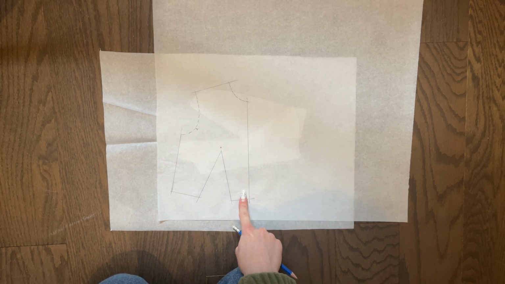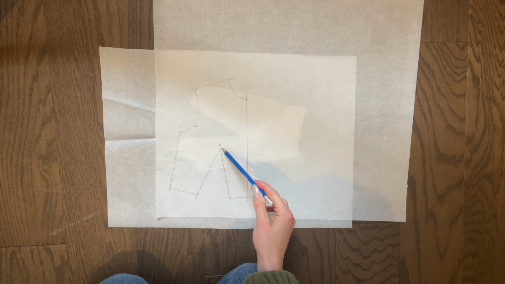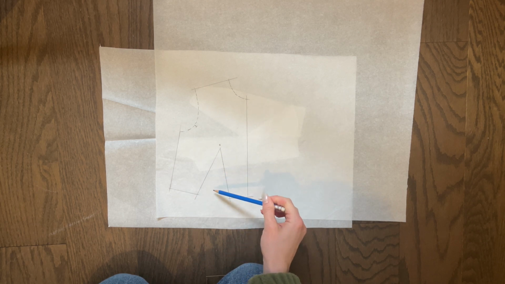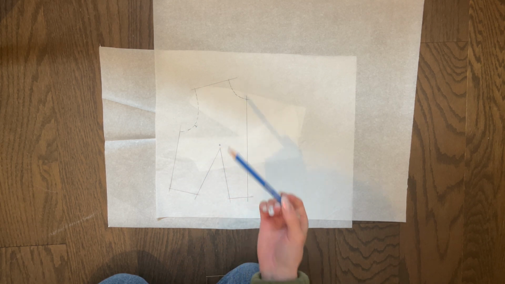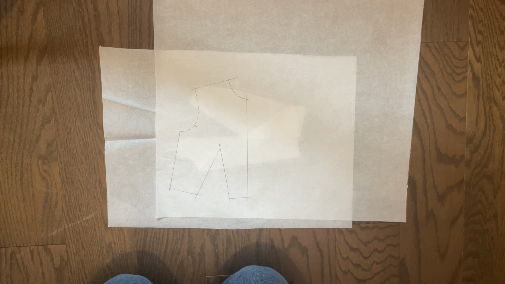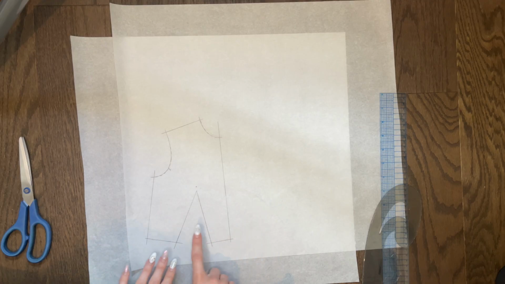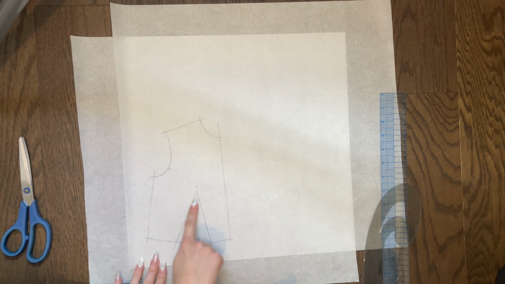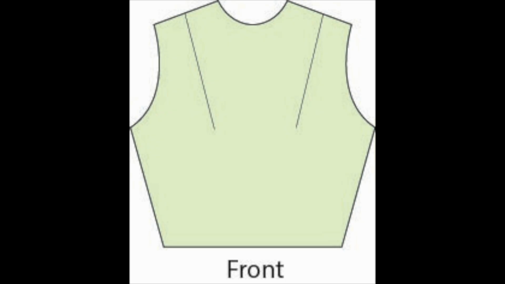Like I said, it is a half scale block, which means it's half the size of a full scale size 8 block. We have a single dart at the waist, and we're going to be moving it up into the shoulder today, and I'm going to show you how to do that. So we are going to move our dart from the waist location up into the shoulder like so.